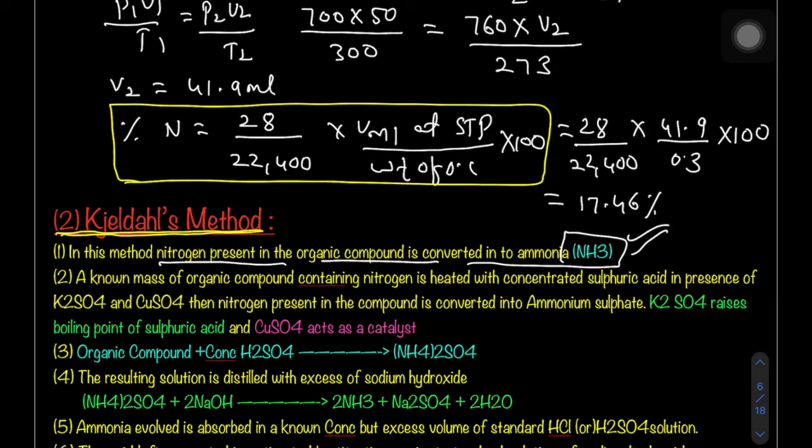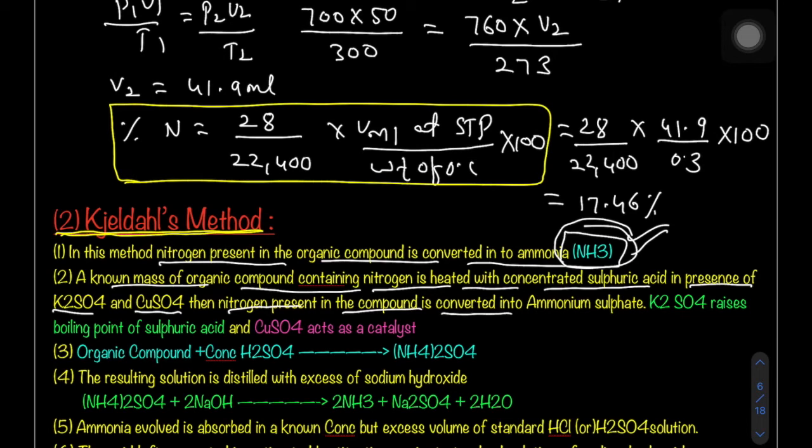In Dumas method, nitrogen is estimated as nitrogen gas, while in Kjeldahl's method, nitrogen is estimated in the form of what? Ammonia. Okay, now next, a known mass of an organic compound containing nitrogen is heated with concentrated sulfuric acid in the presence of potassium sulfate and copper sulfate. Then nitrogen present in the compound is converted into ammonium sulfate. This is very important. What is the formula of ammonium sulfate? (NH4)2SO4. This is the first compound in Kjeldahl method.